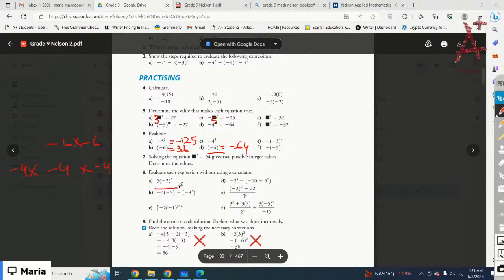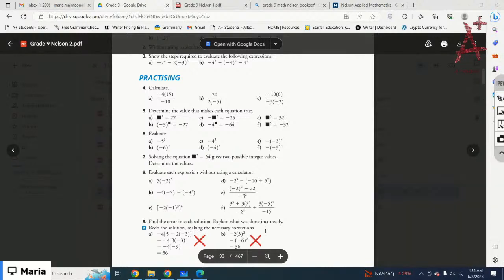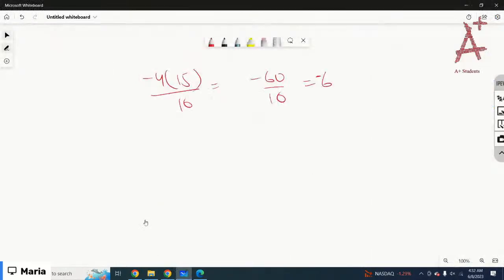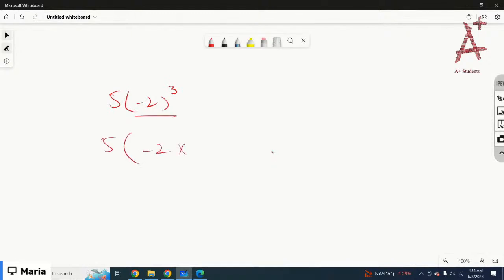Okay, let's just evaluate without using a calculator. It would be 5 times negative 2 cube. Negative 2 cube means you have to do negative 2 times negative 2 times negative 2. 2 times 2 is 4 and 4 times 2 is 8. The answer must have a negative sign, and 8 times 5 is 40. So it would be negative 40. Got it?